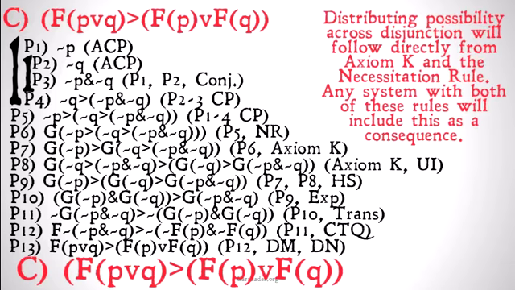Distributing possibility, or the weak operator, across disjunction will follow directly from Axiom K and the necessitation rule. Note that we didn't use modal distribution in another way here. We just used Axiom K and the necessitation rule. Any system with both of these rules will include this as a consequence. But note that F is a weak operator, not a strong operator, so you would put in possibility or permissibility for F instead of necessity or obligation.